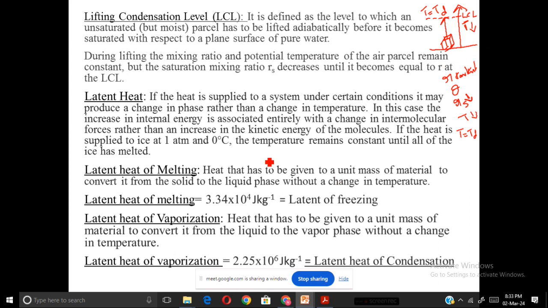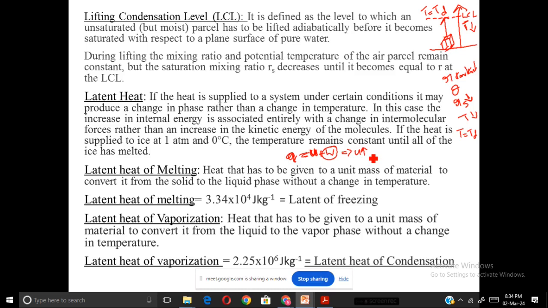And then, it's just latent heat. You are already familiar with the term. Basically, when we are supplying heat to a particular system under certain conditions, instead of producing a change in temperature, the system may undergo a change in phase. In this case, the energy that we are supplying, Q is equal to U plus W. No work will be done. The energy we are supplying is used to increase the internal energy of the system.